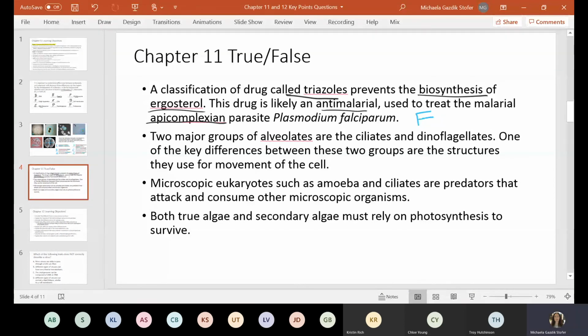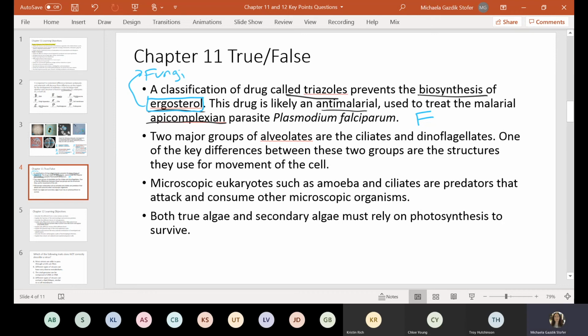Okay, so this is actually a false statement. A lot of people had true up on the chat, so let's talk about why this is false. This is the kind of logic you want to think about when you go through these questions. So first, we've got this thing called ergosterol. And the question you have to ask yourself is, what is ergosterol and what type of organism was it found in? Ergosterol is similar to cholesterol.